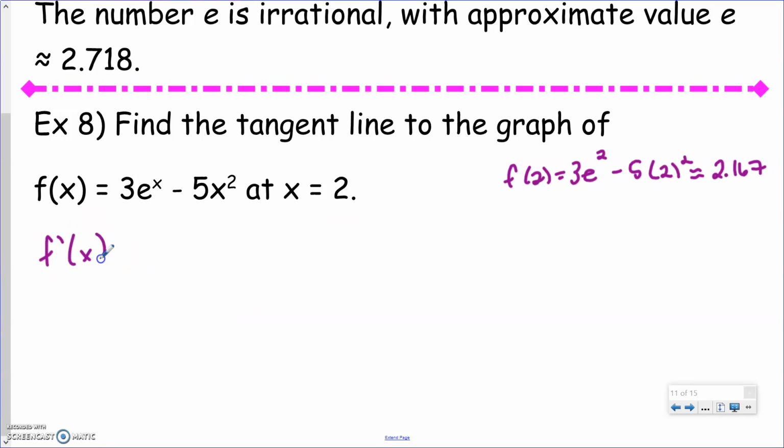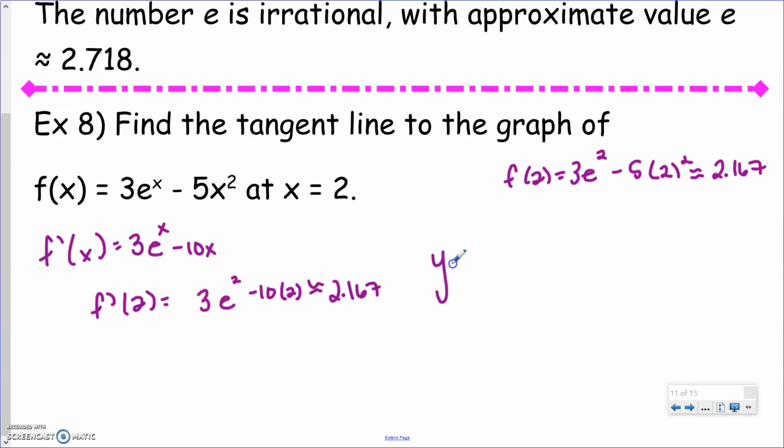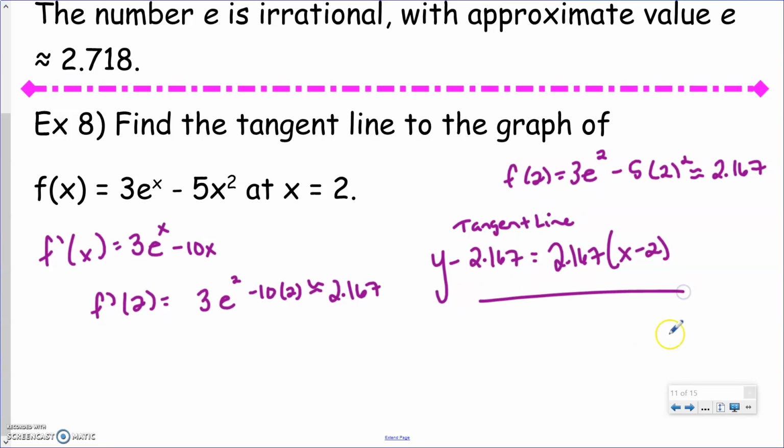Now f prime of x is 3, and then the derivative of e to the x is e to the x. And remember the power rule, 2 times negative 5 is negative 10, and then subtract 1 from my exponent. So f prime of 2 is 3e to the second minus 10 times 2, which is also about 2.167. So our equation of our tangent line is y minus 2.167 equals 2.167 times x minus 2. Okay, so here's our tangent line.